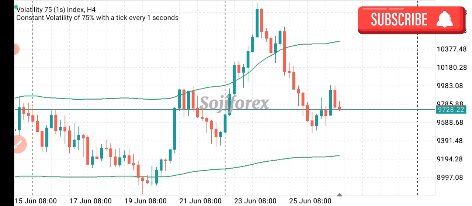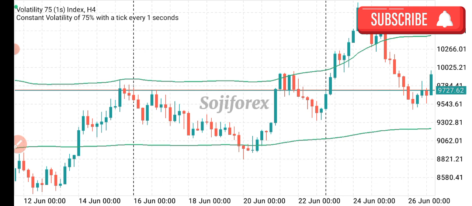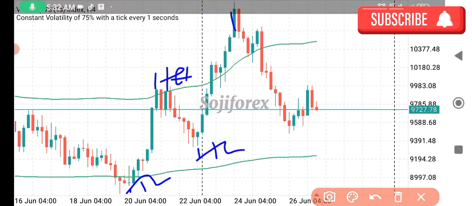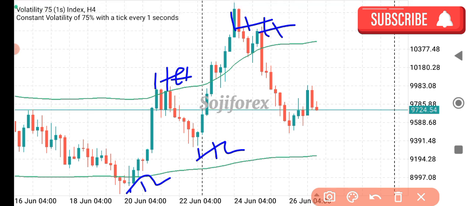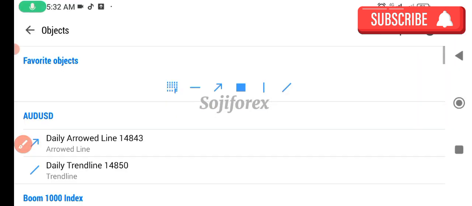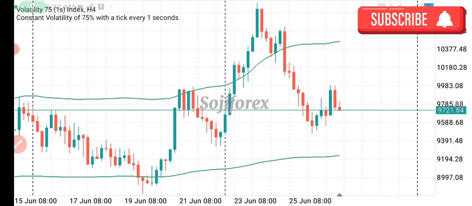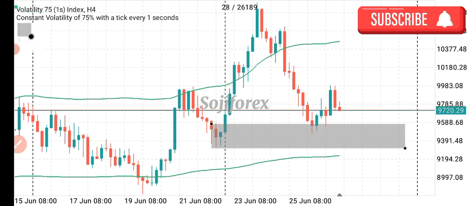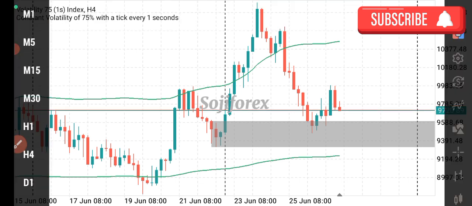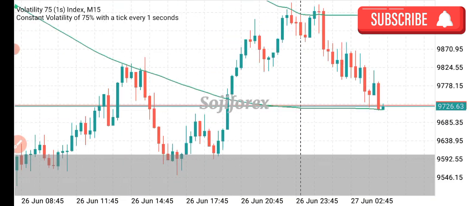This is Volatility 75 (1s) and price is bullish. Okay, higher low, higher high, higher low, higher high. And at the moment price has pulled back into our order block. So price has tapped into this order block. So we are looking forward. We'll go to our 15-minute time frame to find our entry.